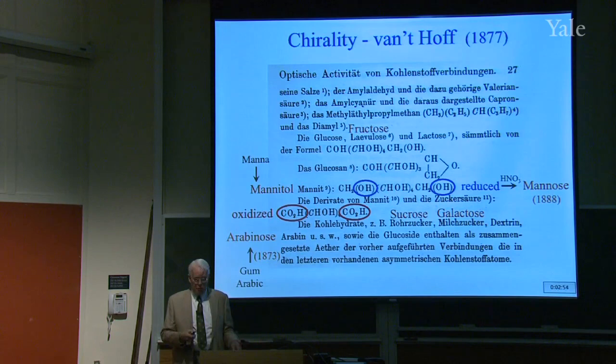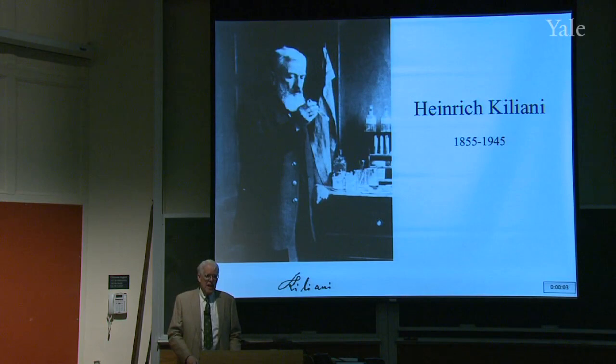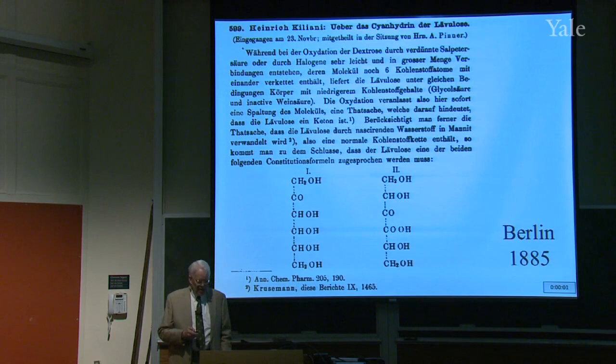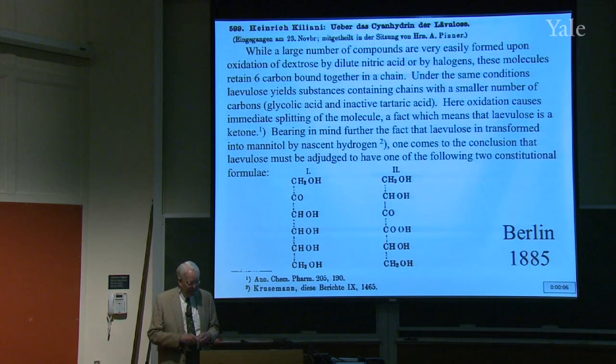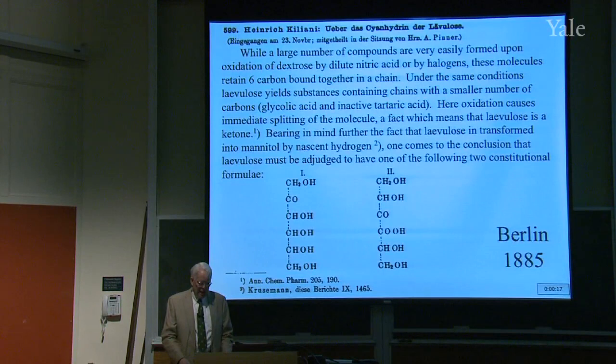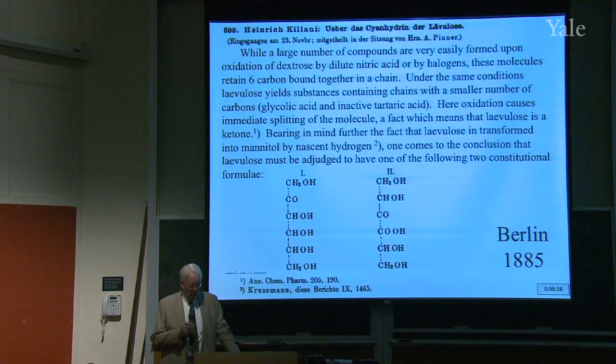And on comes Heinrich Kiliani, the hydrogen cyanide man, right? Because in this paper in 1855, which fortunately I've translated here, he says, while a large number of compounds are very easily formed upon oxidation of dextrose, remember dextrose is glucose, it rotates light to the right, by dilute nitric acid or by halogens, these molecules retain six carbons bound together in a chain. Under the same conditions, levulose, the other one that came from sucrose, yields substances containing chains with smaller number of carbons, like glycolic acid or inactive tartaric acid. Here, that's mesotartaric acid, okay?